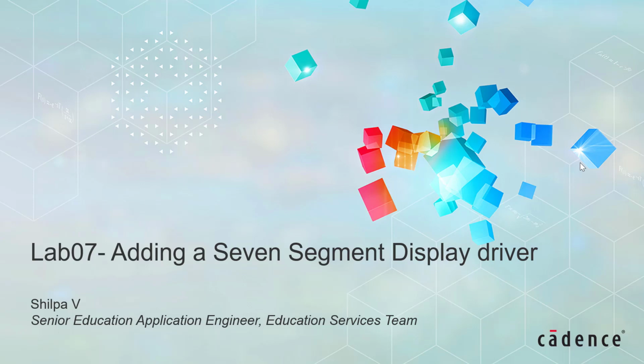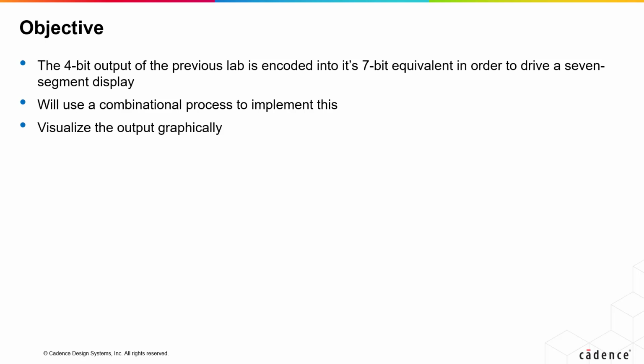Lab 7, adding a 7-segment display driver. In the final alarm clock design, we display time on a 7-segment LCD display, and hence the 4-bit output of the previous lab, which indicates a single digit of the time, is to be encoded into its 7-bit equivalent in order to drive a 7-segment display. We will use a combinational process to implement this.